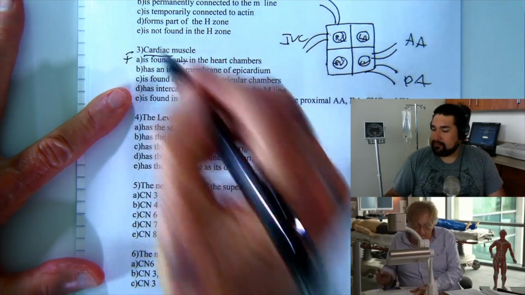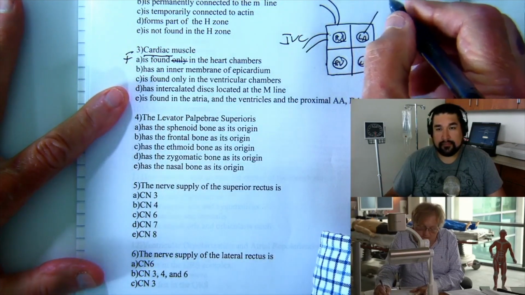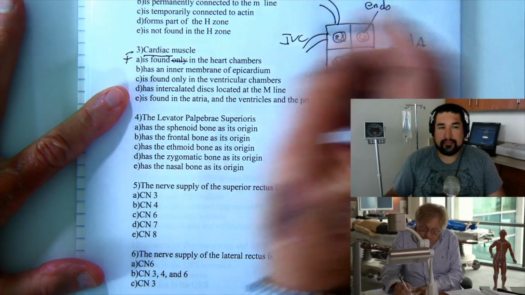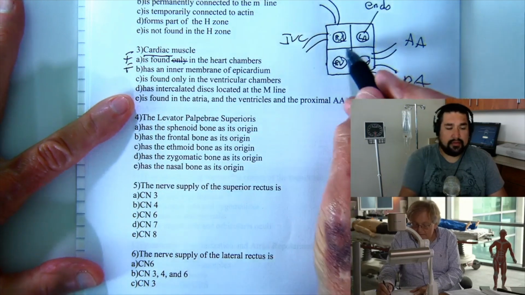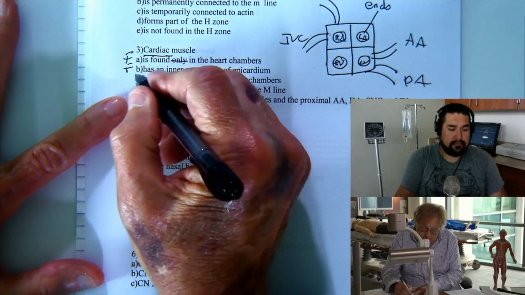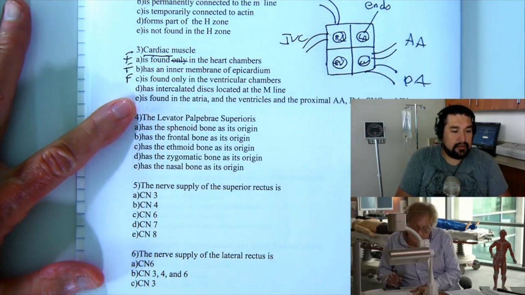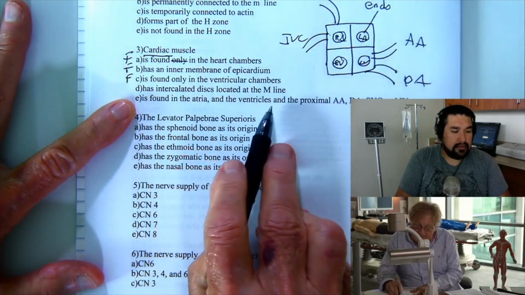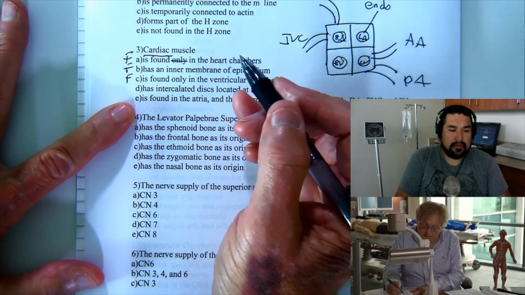That's false. Inner member of epicardium: remember, the heart is lined by a simple squamous epithelium, so that's going to be called the endocardium. So that's why that's false. It's found only in the ventricles. Obviously, that's not true because you have it in all 4 chambers, so that's false. It says intercalated discs at the M line. Remember, intercalated discs are going to be at the Z line between adjacent muscle cells, fibers, myocytes.